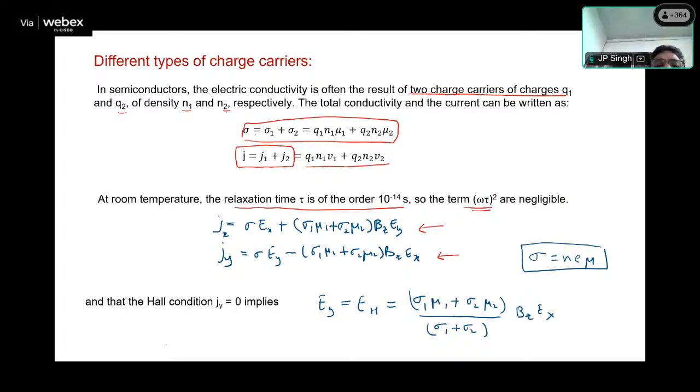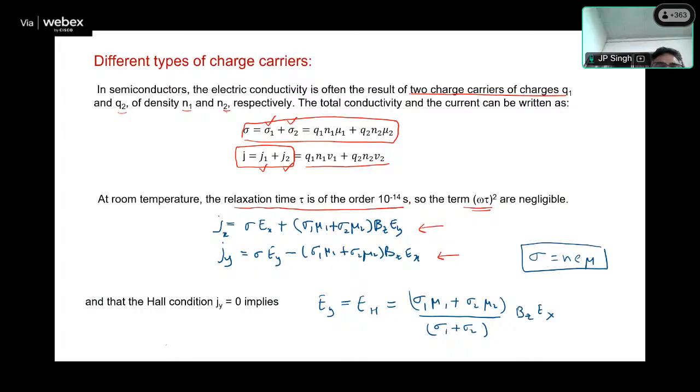Only thing is I have just used sigma as a summation. The total conductivity is the summation of the two channels, sigma 1 and sigma 2. Same for the current density, J1 and J2. So Jx will be simply sigma 1 plus sigma 2 here. Sigma is sigma 1 plus sigma 2. So I get these two equations of the charge carriers under an electromagnetic field, where the field in this case is in the z direction only.